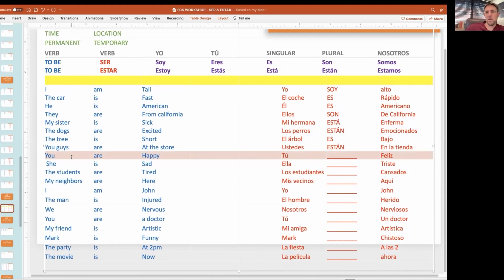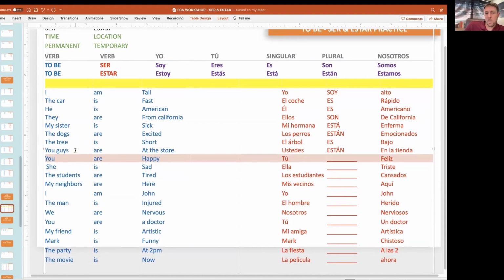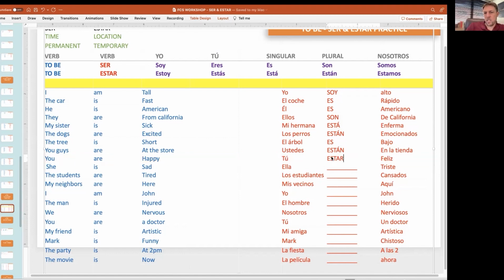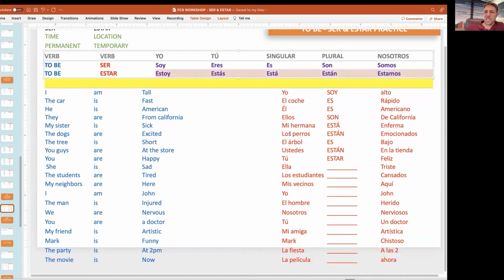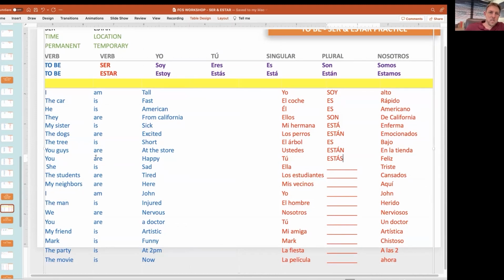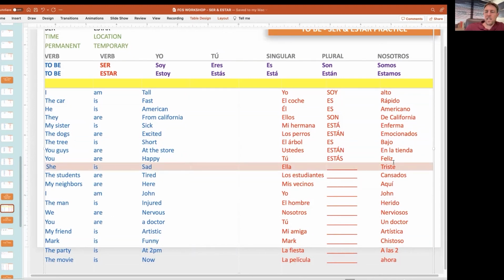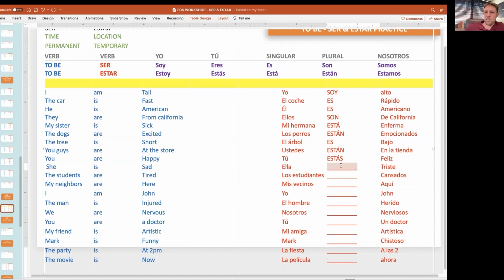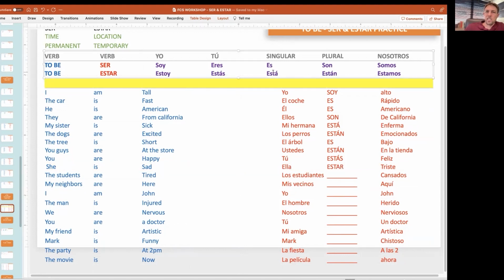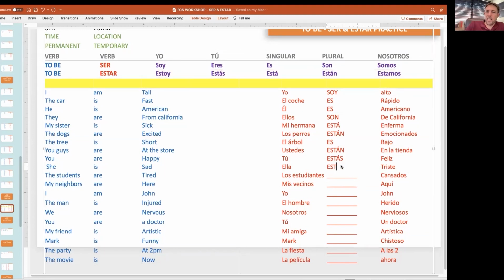You are happy, permanent or temporary? Well, hopefully you're always happy. That'd be great. But let's say it's temporary. You're happy today. So it's going to be estar, temporary. And then it's tú, estás. She is sad. Again, temporary. It's not time. It's not location. It's temporary. Estar. She is sad. So it's ella está.